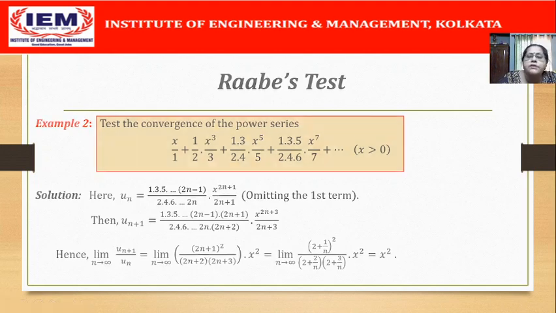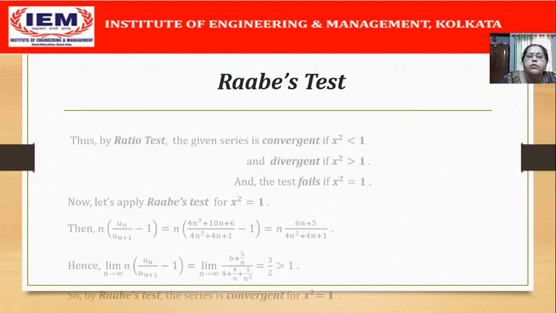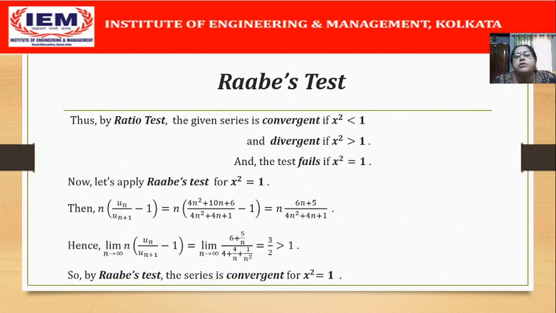So what does the ratio test tell us? We know very well the conclusion of the ratio test. It will tell that the series will be convergent if x square is less than 1, divergent if our limit x square is greater than 1. However, it cannot give us any conclusion if x square equals 1. So this is the situation we have to see separately, and for this case we will apply the Raabe test. For Raabe's test, again we need to write n multiplied with u_n by u_(n+1) minus 1.